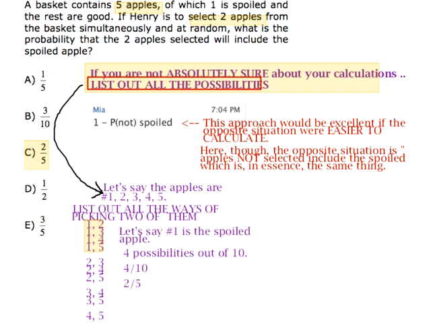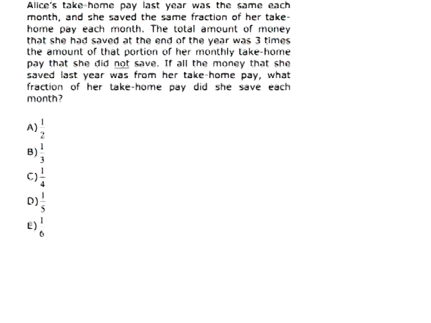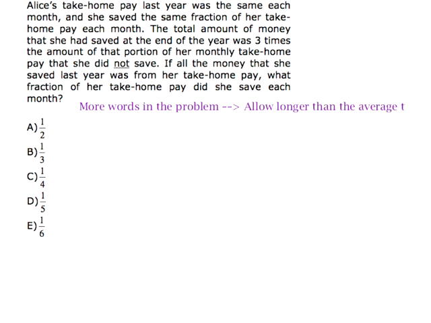So, there you go. Let's try this one. This problem has a lot of words in it. You know what that means. Whenever there's a lot of words in the problem, you can definitely allow longer than the average time. There are always people who think that you have to do everything in exactly 2 minutes, and that is a terrible, terrible way to think about it.